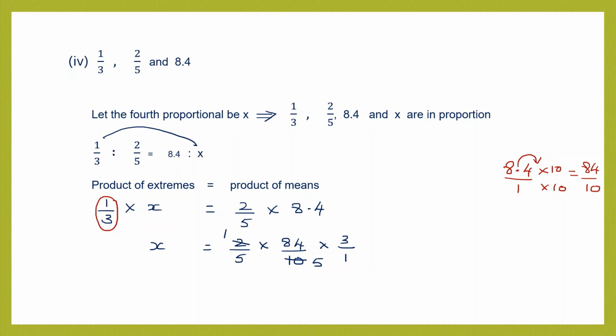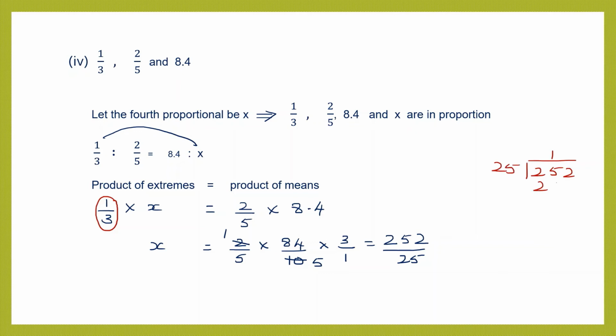So let's multiply 84 into 3. 3 4s are 12, carry 1. 3 8s are 24 plus 1, 25. So here I have 252 and my denominator is 5 5s are 25. So now let's divide 252 by 25.